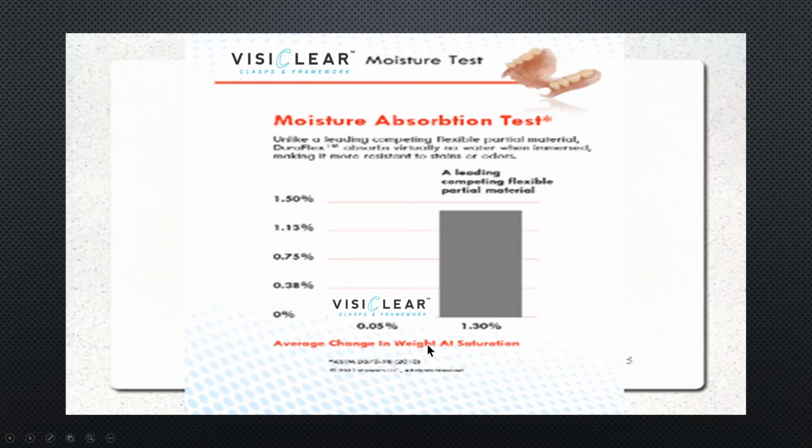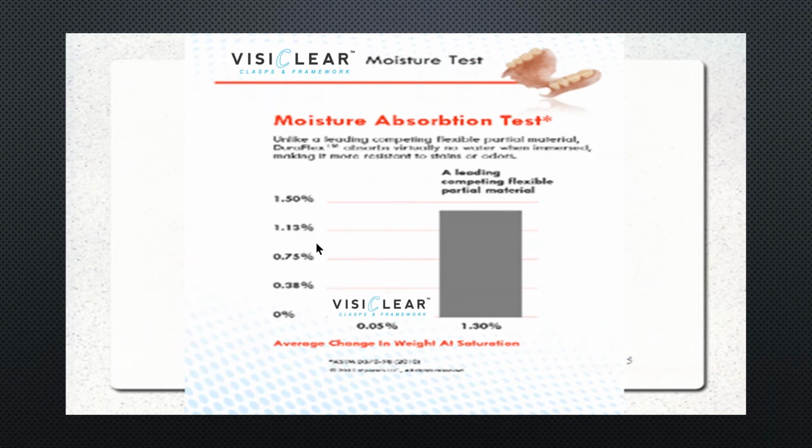But that aside, moisture absorption test: a leading clear nylon based material, over a 24-hour period, took on 1.30% liquid, and was still going at that point. So after 24 hours, it was still going. The VisiClear or Duraflex took on 0.05%. That's as close to nothing as you can get. That was probably a slight deviation in the surface or something. That shows you the absorption of the liquid is next to nothing.